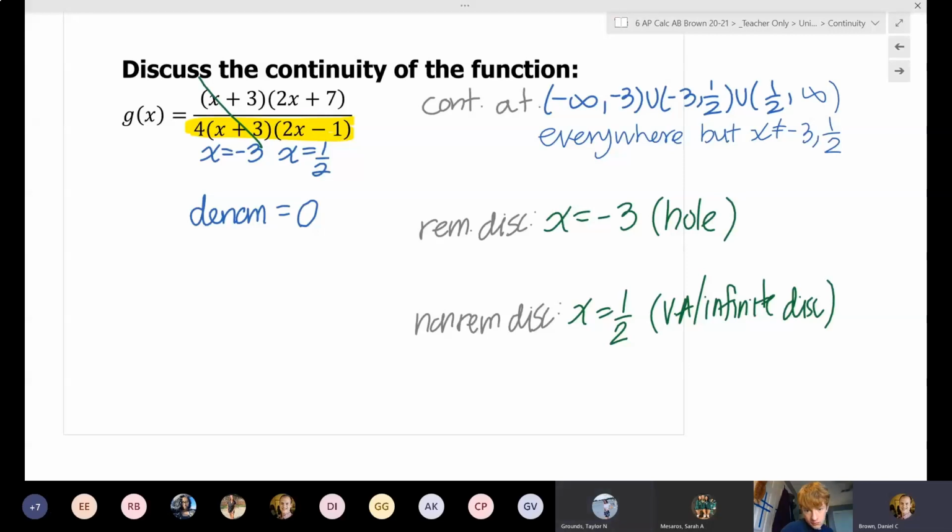Okay. So if this one did not have this x plus 3 in the numerator, if it was just gone, then they would both be non-removable. Yeah, I got a question. Yeah, Mitchell. What would a jump look like then? Rational functions won't have a jump, but I'm glad you asked because I'll have one come up.